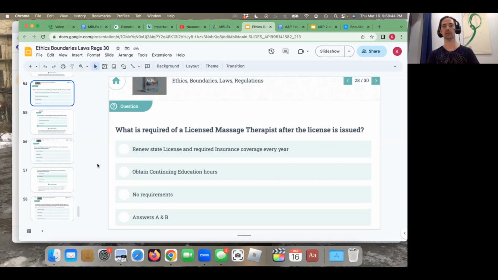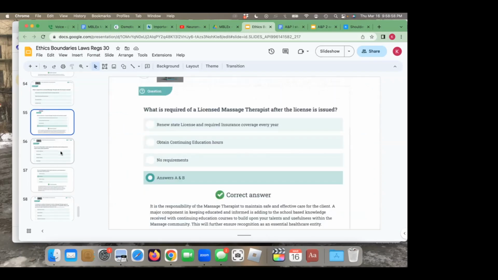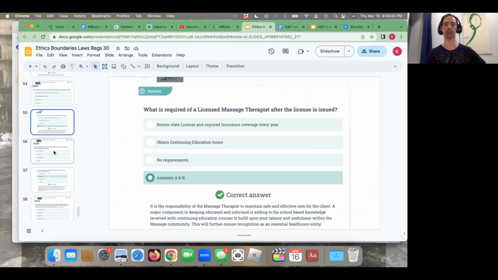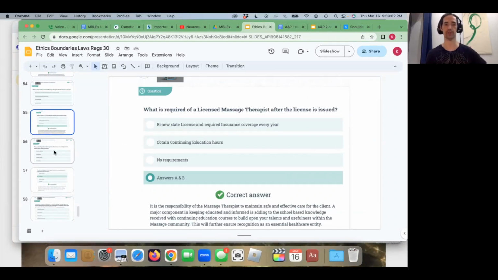What is required of a licensed massage therapist after the license is issued? Renew the state license and required insurance coverage every year. Obtain continuing education hours, no requirements, or both A and B. A and B. Yeah, A and B. Continuing education hours and renew the license and required insurance every year.